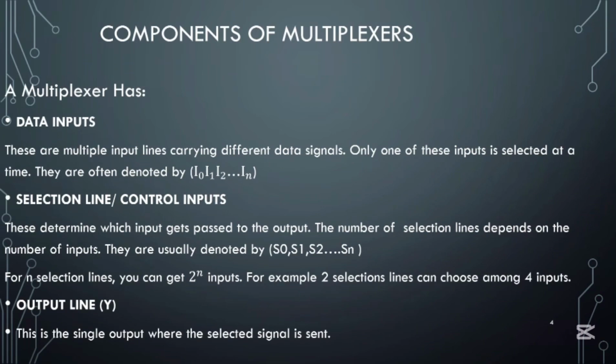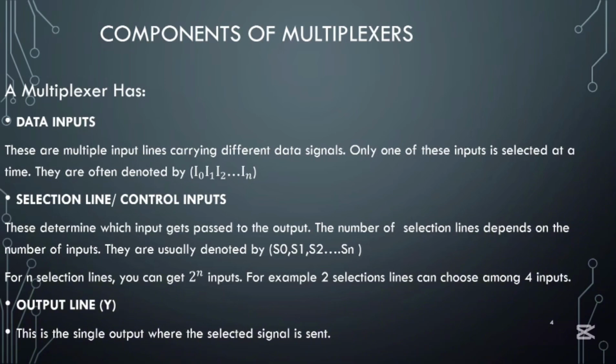Alright. So some components of multiplexers. We have the data inputs. These are the multiple input lines carrying different data signals, and with these data signals, only one of them will be selected at a time. They are often denoted by I0, I1, I2, up to the number of inputs. And then the next thing is the selection line. The selection line can also be called the control input. This is what determines the input that will be passed to the output based on its control signal.